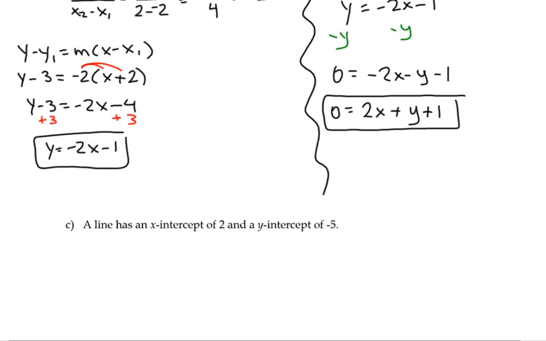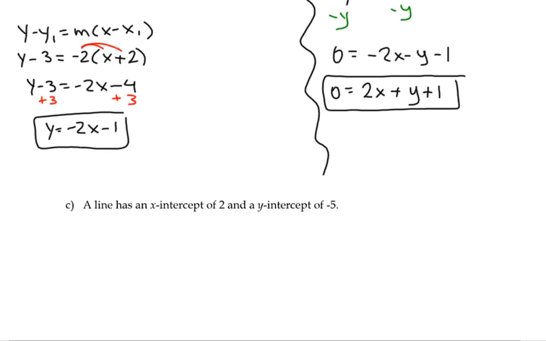So we need to use our slope formula. Can we somehow turn these both into points? Yeah, because we need 2 points. So how do I write the x-intercept as a point? 2, comma, 0. And how do I write the y-intercept as a point? 0, comma, negative 5.